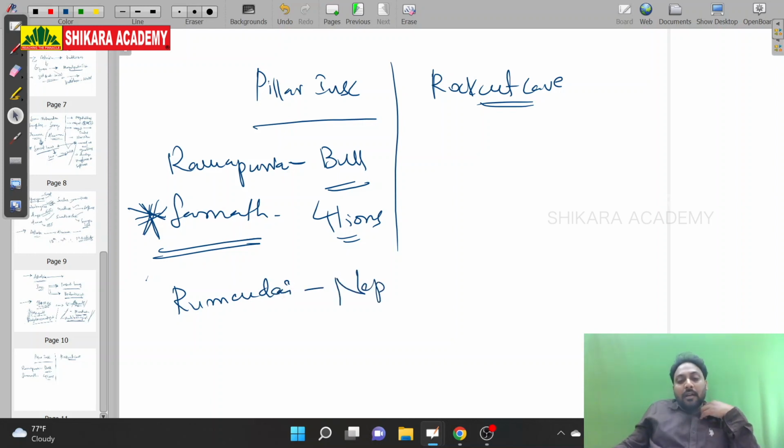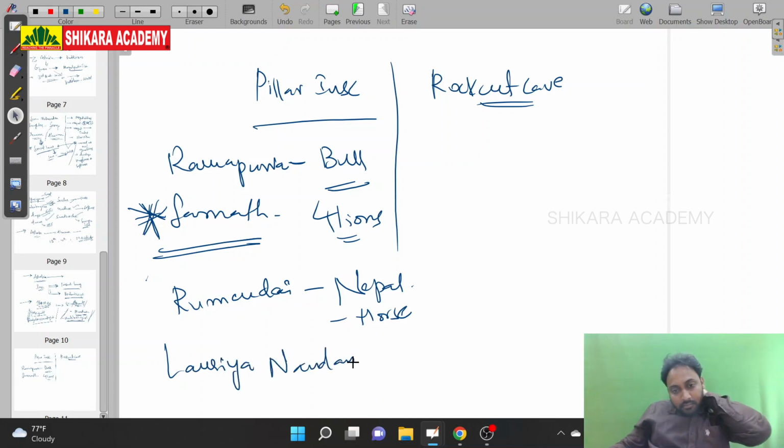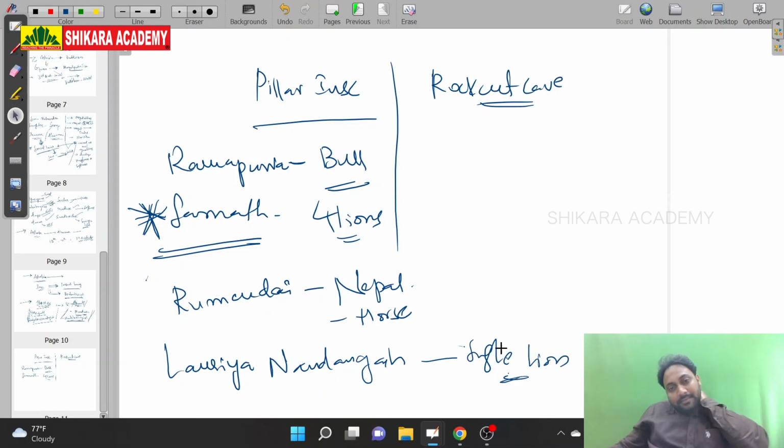Pillar inscription at Rumindei, Nepal: here you will see a horse capital. Lauria Nandangar pillar: here you will see a single lion. These are all the capitals on the top of the pillar. Capital means it is in the shape of an animal.